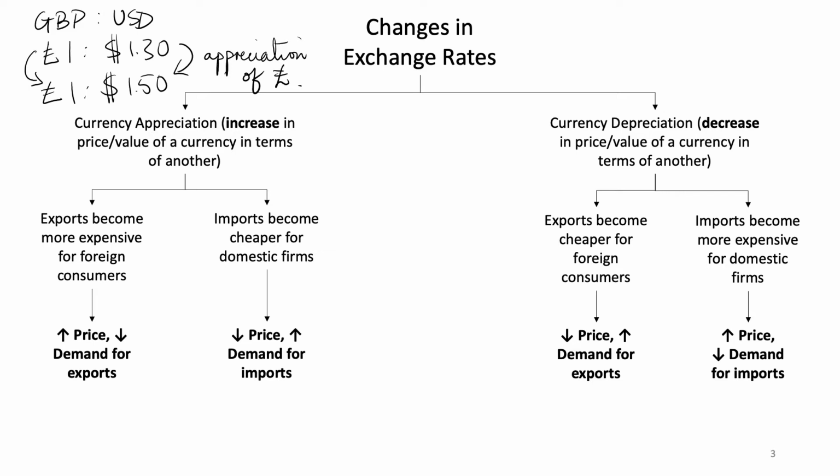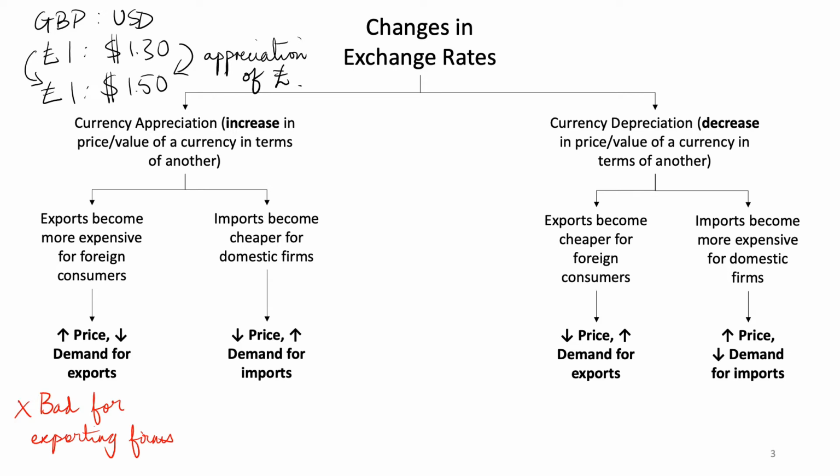From the law of demand, we know that if the price of a good or service increases, then quantity demanded for that good or service decreases, and therefore the appreciation of the pound and consequently the depreciation of these foreign currencies means that quantity demanded for British exports decreases, and this is bad for exporting firms.